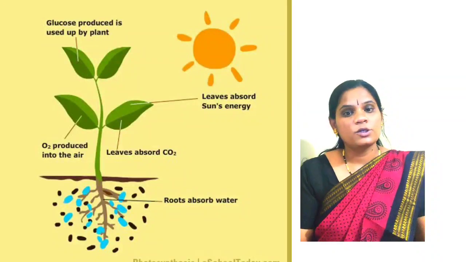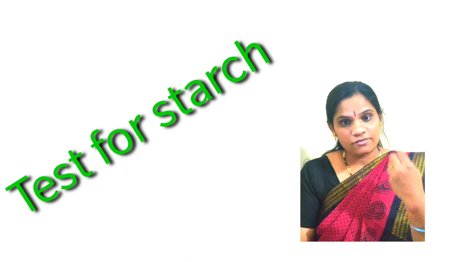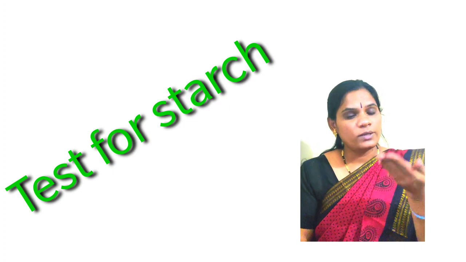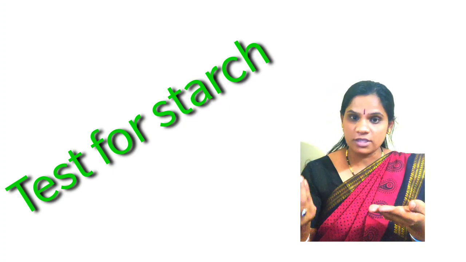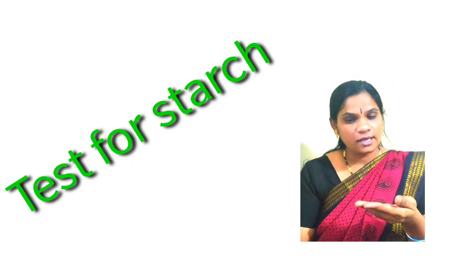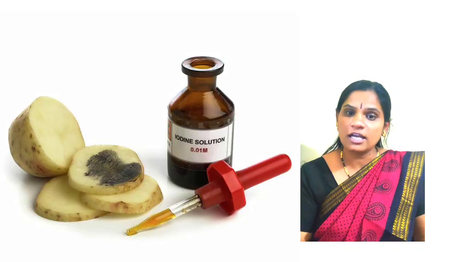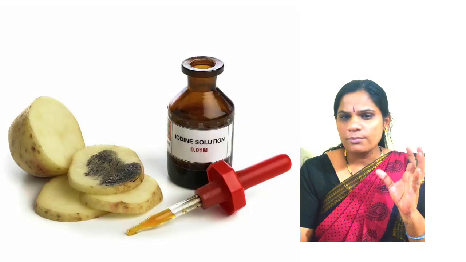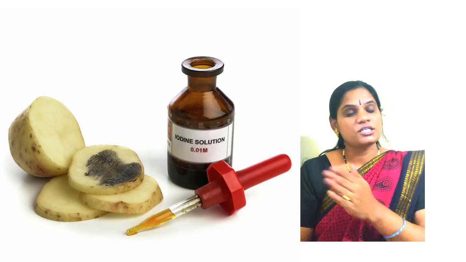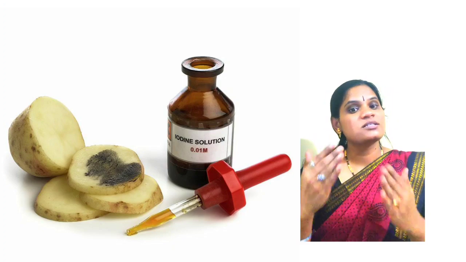We can also do a test for starch. For the test of starch, we have to take either potato or apple, any foodstuff. When we take a piece of potato, we take iodine solution and put a few drops of iodine solution on it. As the iodine solution is put on it, slowly the color of the food changes to dark bluish or bluish black. If the food changes to bluish black, then it indicates that starch is present in it.